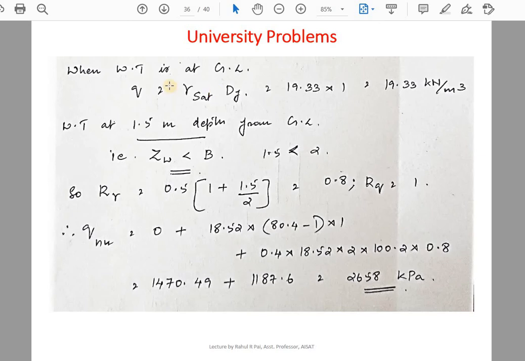Okay, and now when the water table is at ground level, to find the Q, that is the surcharge load, it will be the saturated weight into Df. That is 19.33 into Df, which is 1 here, so it is 19.33 kilonewton per meter square. There is a mistake here, it is kilonewton per meter square.